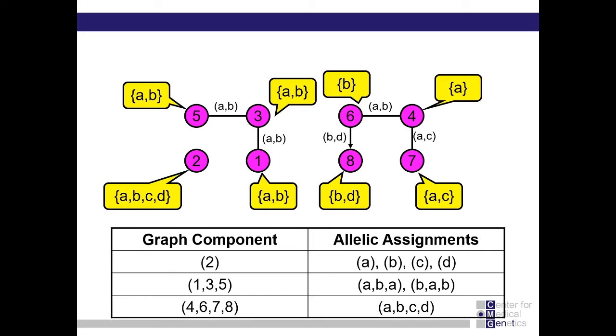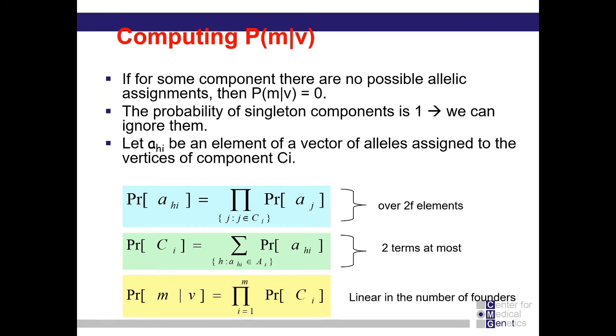So for the ground component 2, you have allele assignments A, B, C, and D. For ground component 1, 3, 5, allele assignments A, B, A, B, A, B. And then 4, 6, 7, 8. How are they connected? A, B, C, and D. So computing P and B: if for some component there are no possible allele assignments, then P and B is 0. The probability of singleton components is 1, so we can ignore them. Let AHI be an element of the vector of alleles assigned to the vertices of the component CI.